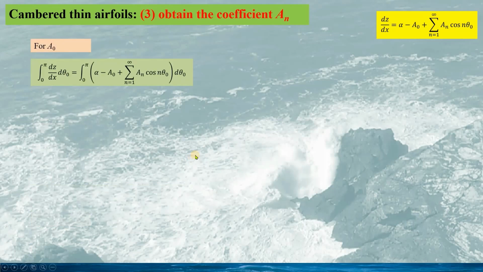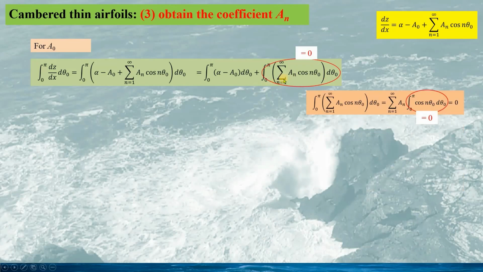For getting the coefficient A0, we can perform an integration on the camber line gradient dz over dx, so the integration from 0 to pi. So apply the relation here. If we separate the integrand, we have the expression as this. And the last term would be 0 if we look at the relation.